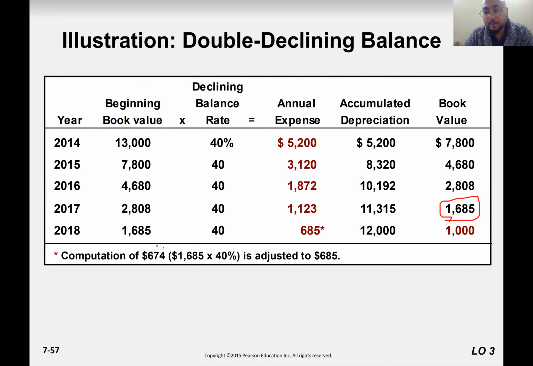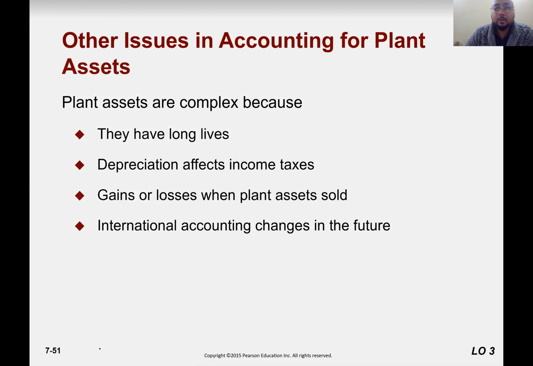Sorry, it would be a lesser number, 674, and if you round it up, it would be 685. So you just pick that number here. You don't write just 674 because at the end of the 5 years, it must be equal to the salvage value or residual value, right? So that's why here.